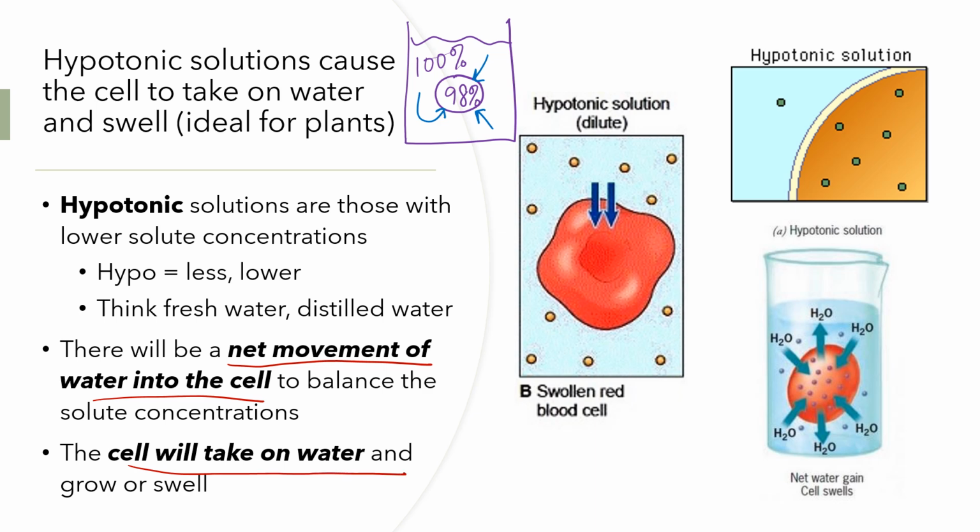The cell will take on water and it will grow or it will swell. Now, sometimes it will take on so much water that it will do something called lyse. You might have also heard the term lysis. And this is where the cell bursts and dies. So our animal cells do not like this state. We do not want to be taking on water because we don't have a cell wall or anything like that in place to protect us from all that pressure of the water moving in.